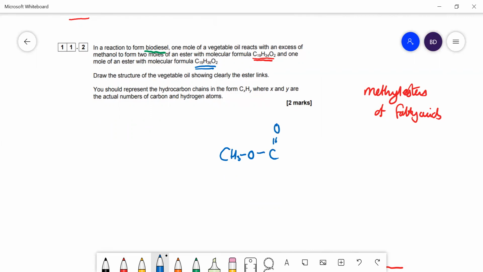Now, we've used up two of the carbons there, so that's going to be C17 left over. And that means we've used up 3 of the oxygens, so that's going to be H31 for the hydrogens there. Right, and I should be doing this in red, but I'm not, so let's change the color scheme.